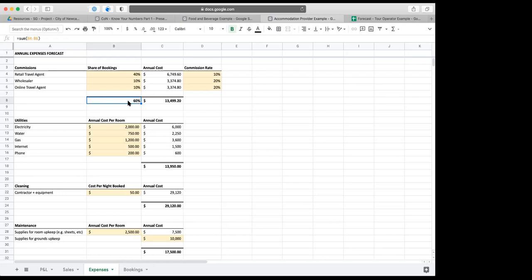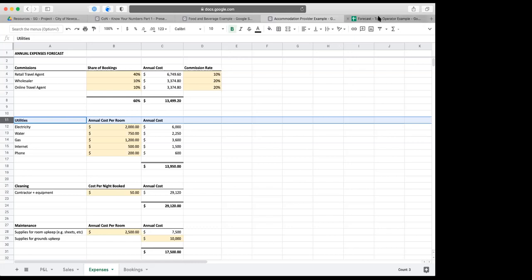You'll also note that some of the expenses are modeled on a per room basis, such as utilities, or on a per booked night basis, such as cleaning. Calculating variable expenses is another example of the power of using spreadsheets. As the number of rooms in the property changes, or as we change our occupancy rate forecast, so too do our costs. Okay, so that's the accommodation provider example.